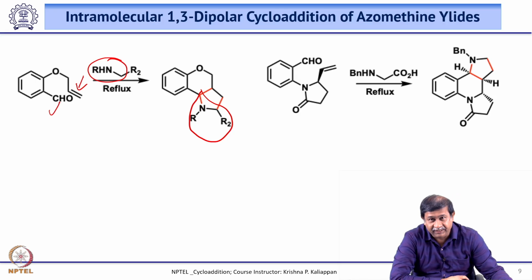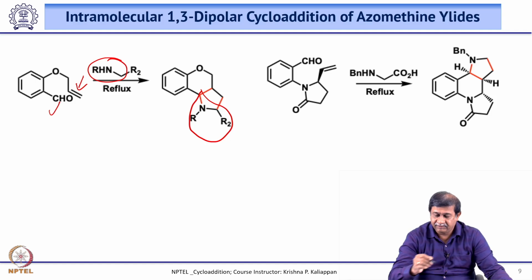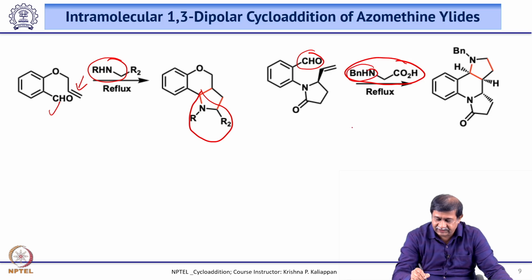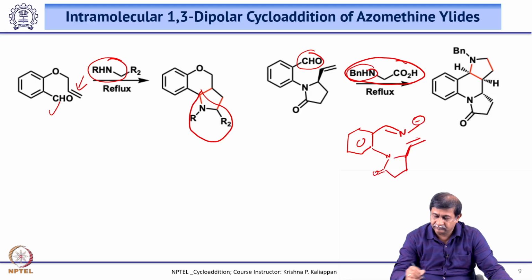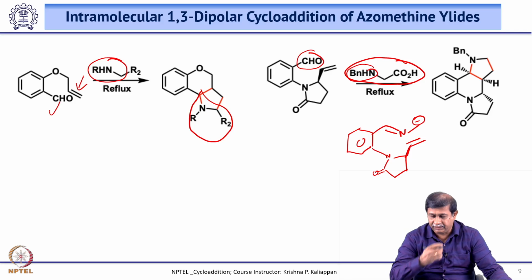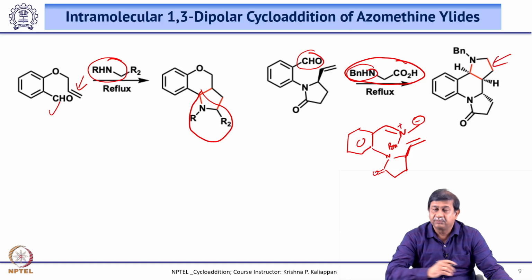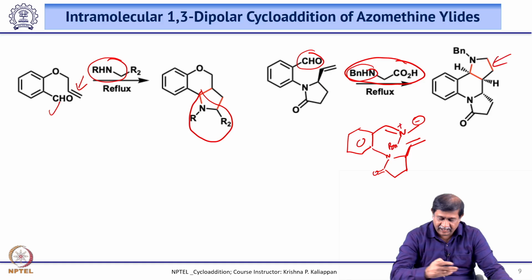So one can also make the same 5-membered ring. For example, if you take an aldehyde and then treat with an amino acid, and here the amino group is secondary. Okay. So then what will happen? It will also generate a dipole, and this will undergo 1,3-dipolar cycloaddition to form the pyrrolidine ring.